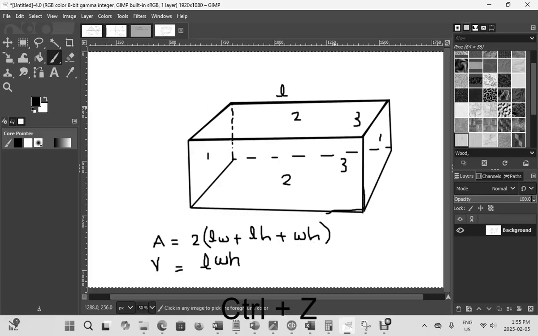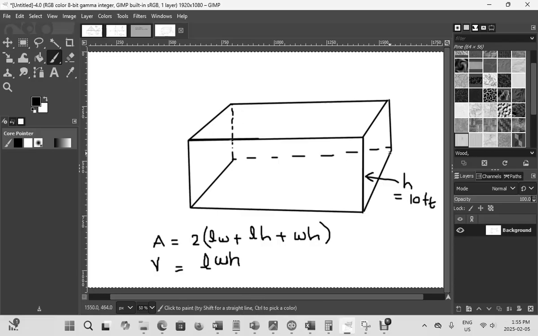Now, suppose you were given a value for the length, width, and the height. Let's say your height, which is this portion over here, is 10 feet. Then you have your length, this is 30 feet, and your width, let's say this is 5 feet. To figure out your area, you will need to sub in these values.